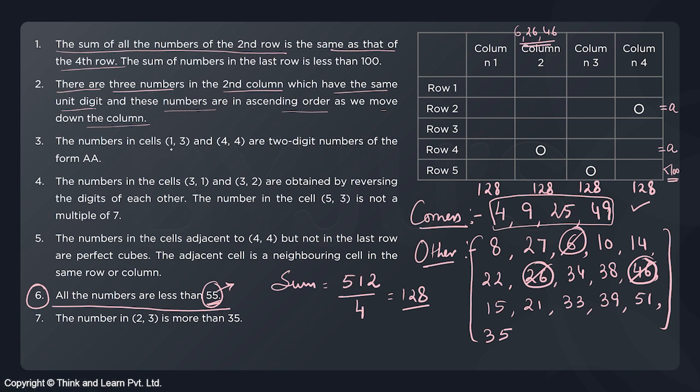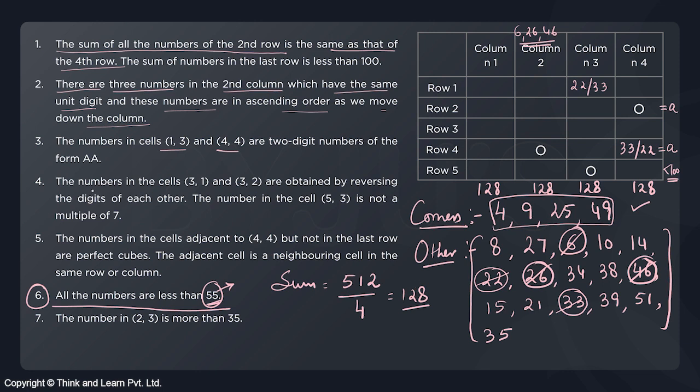The numbers in cells 13 and 44 are two-digit numbers of the form AA. Which are the two-digit numbers of form AA? They are 33 and 22. So I do not know which one is what. So 13 is either 22 or 33, and 44 is either 33 or 22. These are the two possibilities that I have written now. These numbers are also gone.